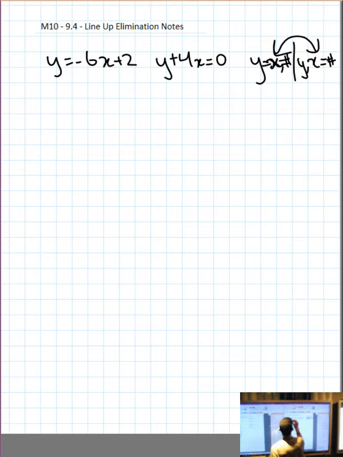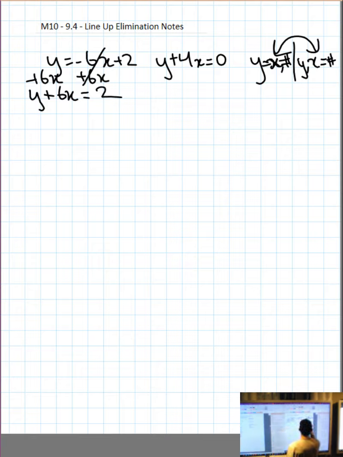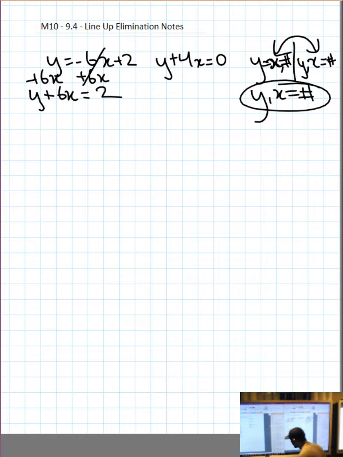So I'm going to add 6x to both sides of this one. Now it says y plus 6x equals negative 6x plus 6x is 0, plus 2. And now they're both in the form y, x equals number. That order doesn't matter, but they have to be in the same order. It doesn't always have to be y or x first or number first, but in order to do this, they have to be the same.